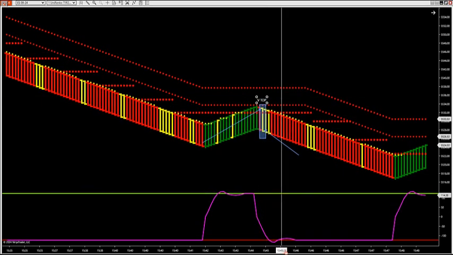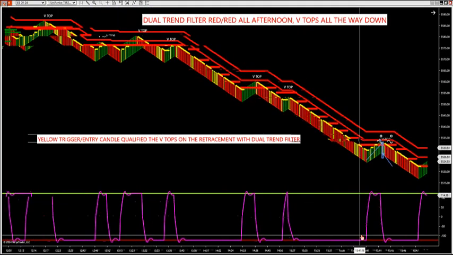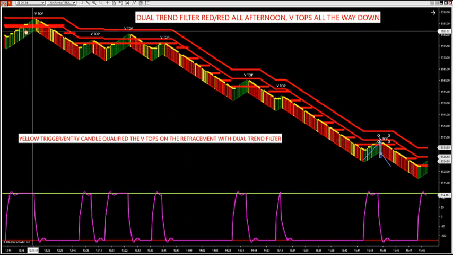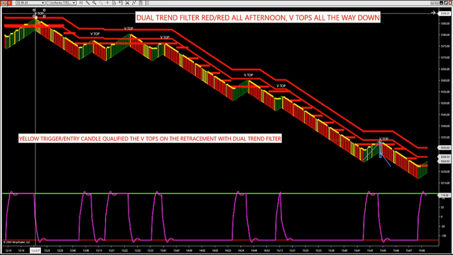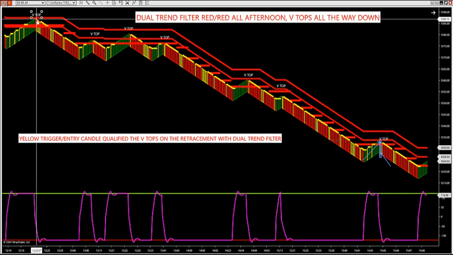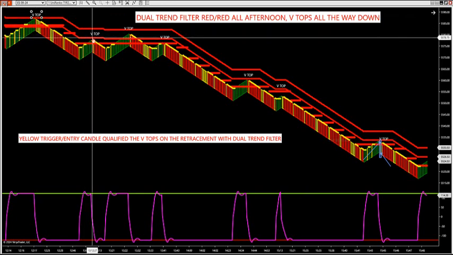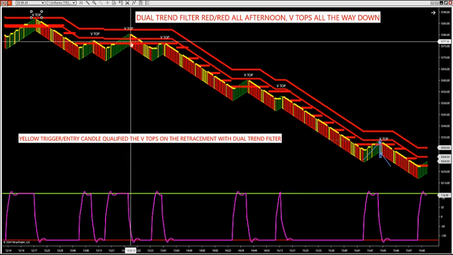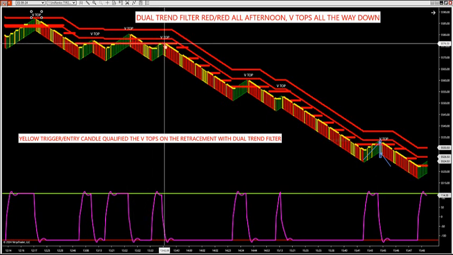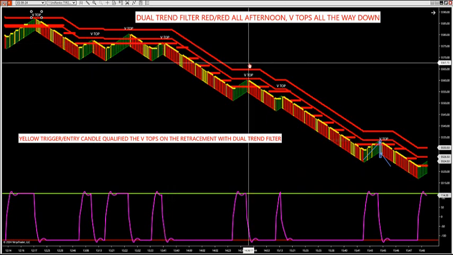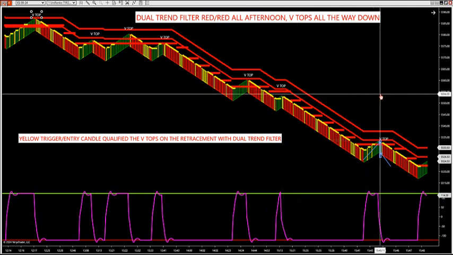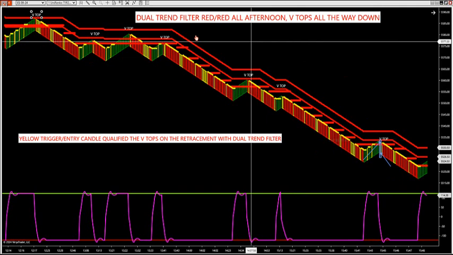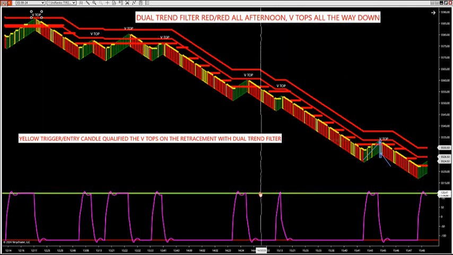Now the V tops, if I skinny it down, it started at the trend change up here around 12:15 in the afternoon, and we had nothing but sells all the way into the close. You could tell that you had an entry candle at 12:23, 1:12, entry candle at 1:32, entry candle at 1:42, 2:46, 3:19, and the last entry candle into the close at 3:45. Those are all called V tops because you would trend.